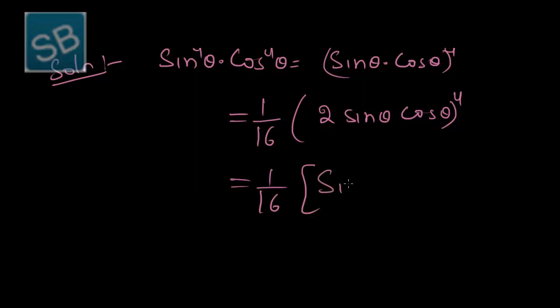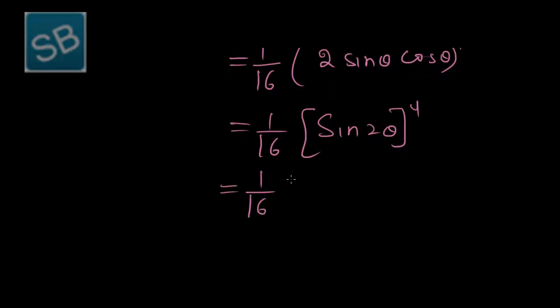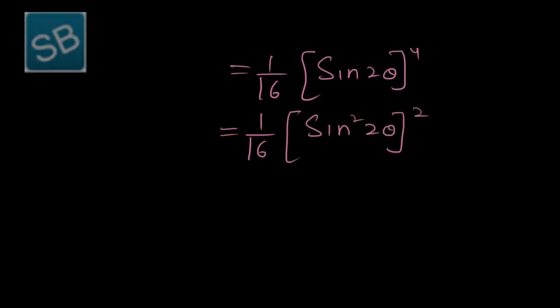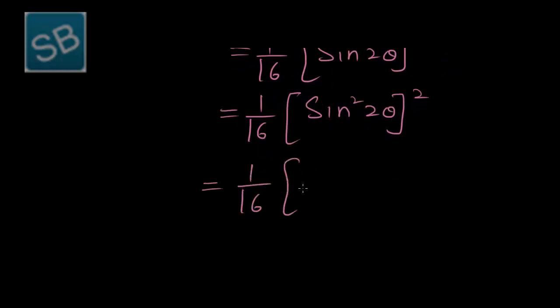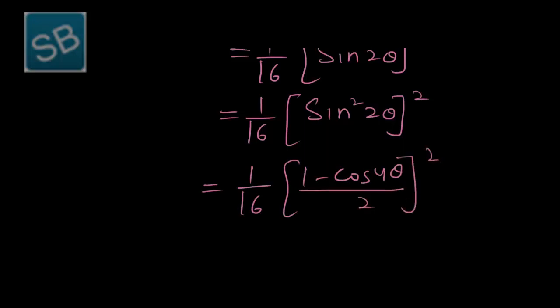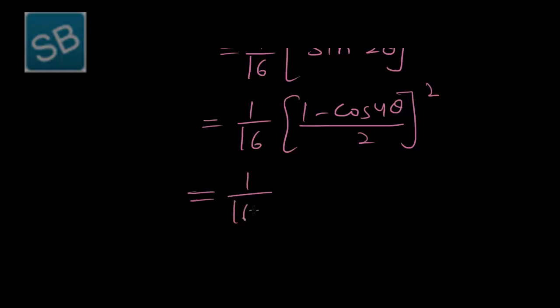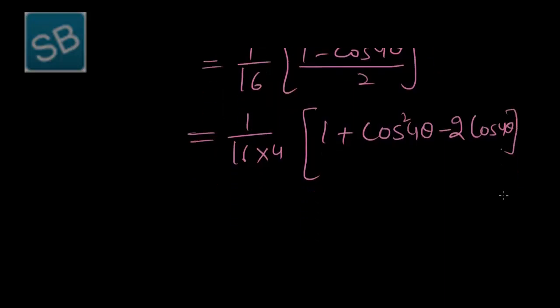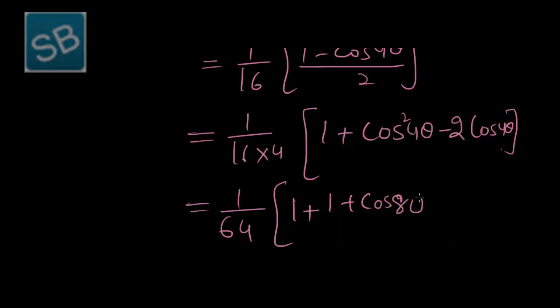So we get, 2 sin theta cos theta is sin 2 theta, as we know that. So now we have to convert the whole terms into cos form. So we can write here sin squared 2 theta raised to power 2. And as we know, sin squared 2 theta can be written as 1 minus cos 4 theta over 2 in terms of cos. So we get 1 over 64, that is 1 plus again cos square 4 theta. It can be written as 1 plus cos 8 theta over 2.